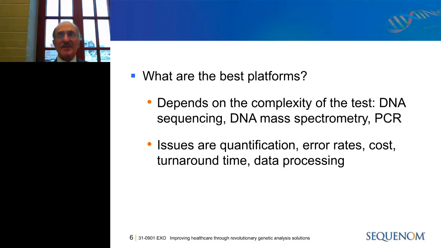So if a single locus sufficed, you could use PCR. But in the problems I'm going to show you, a single locus does not suffice, either because we're trying to suppress stochastic noise, or because we have to measure many loci at once to be sure we've captured clinically relevant information. Okay? And so we'll use either DNA mass spectrometry or DNA sequencing.